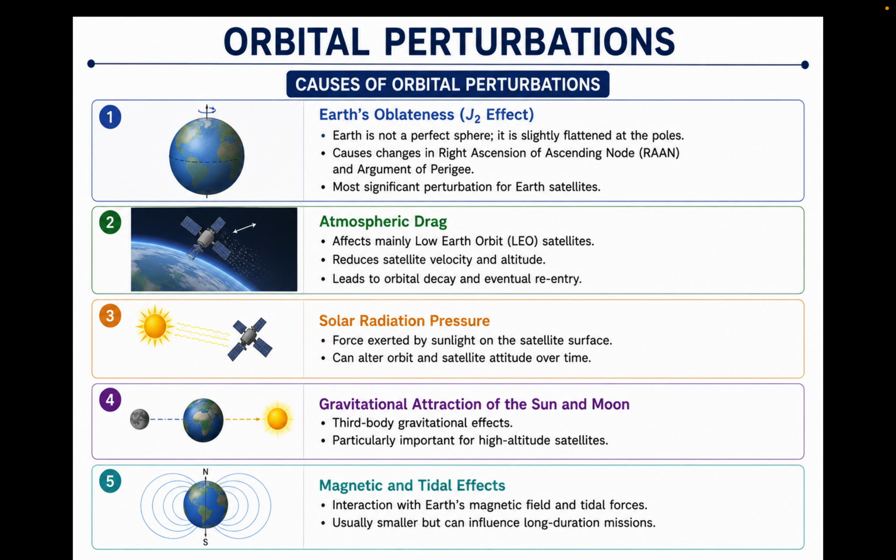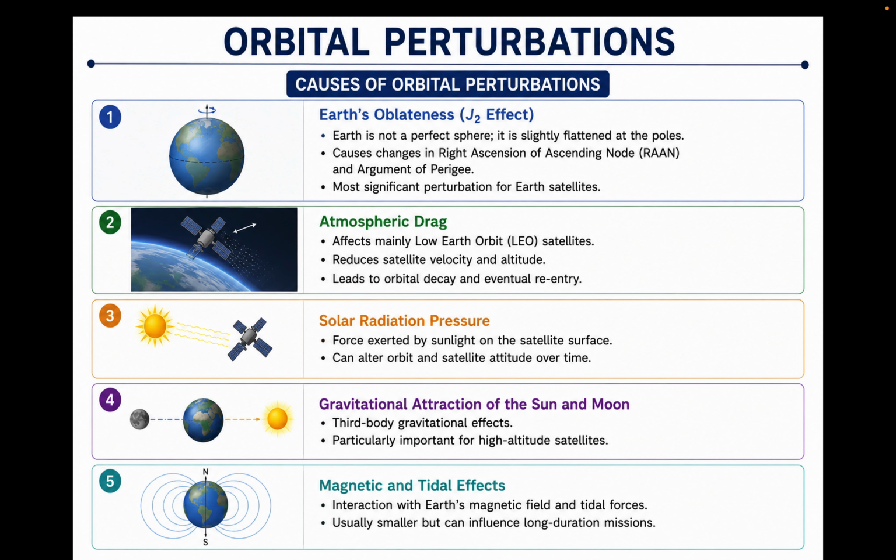So in this class we will see about orbital perturbations. What is meant by orbital perturbations? When a satellite is moving in its orbit, there are some external forces acting on the satellite, and these forces will make the satellite move away from the actual orbit in which it has to revolve. Those external forces acting on the satellite together, we call orbital perturbations.